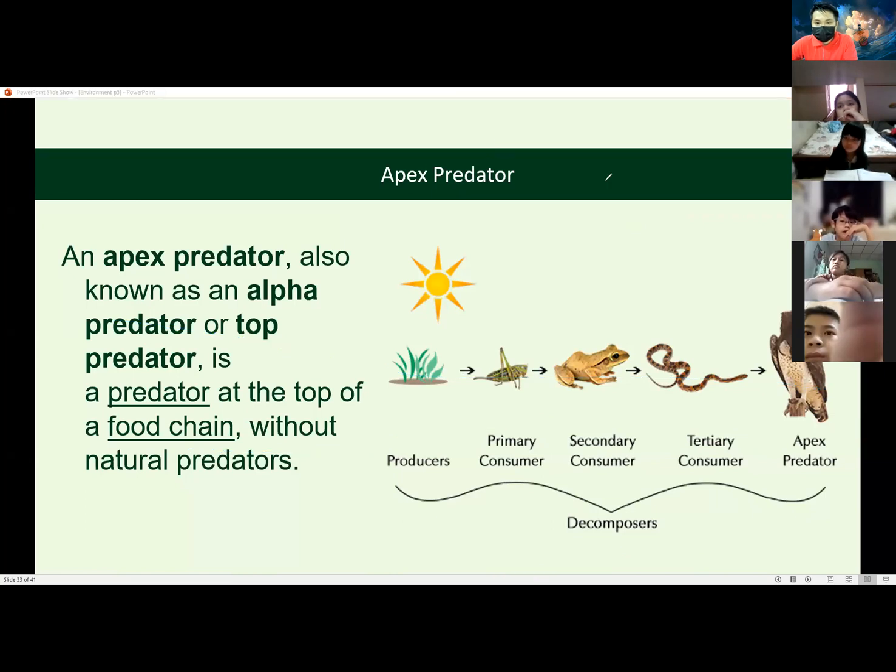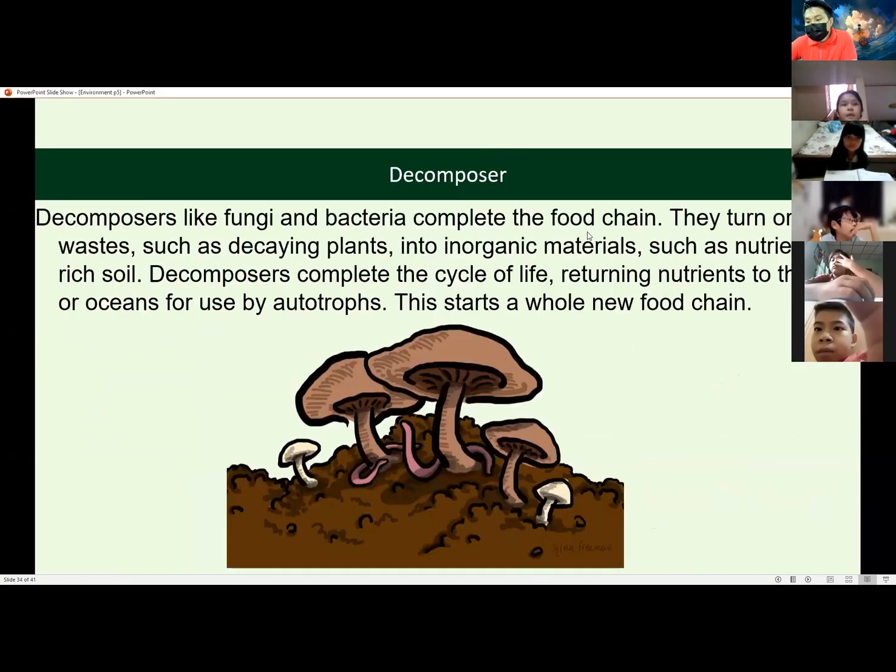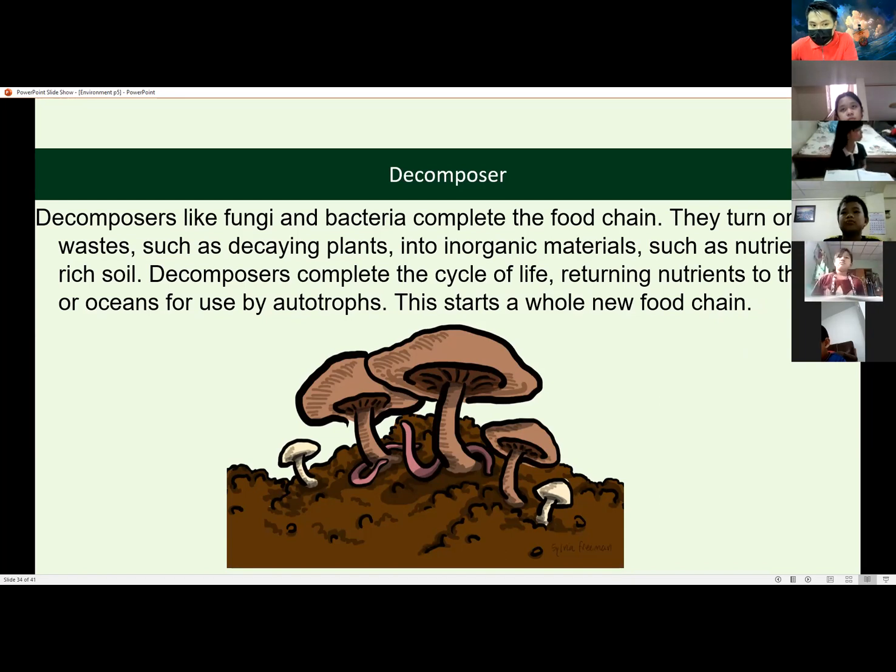Lastly, to complete the food chain, it has the decomposers, like fungi and bacteria or the mushrooms. They turn organic waste such as decaying plants into organic materials such as nutrient-rich soil. Decomposers complete the cycle of life, returning nutrients to the soil or oceans for use by autotrophs. So this starts a whole new food chain.